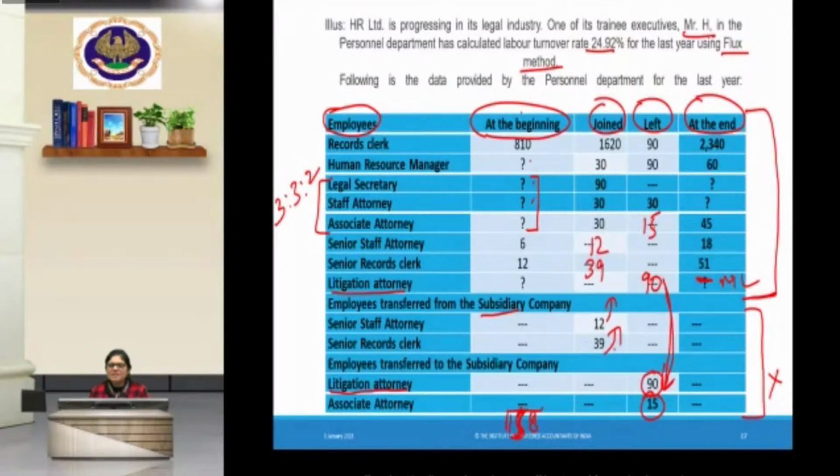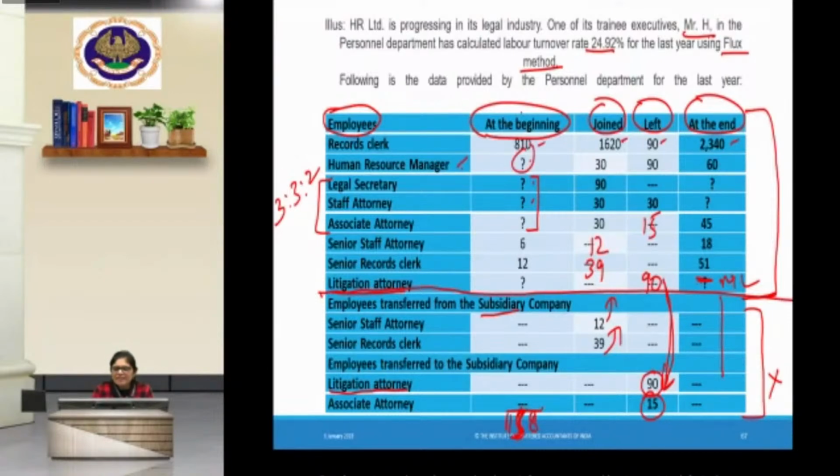Senior records clerk has also joined from subsidiary. So we have filled some of the missing gaps. Now I think this information we have done. Now focus on the above information. Record beginning, joined, left, and at the end we have human resource manager.